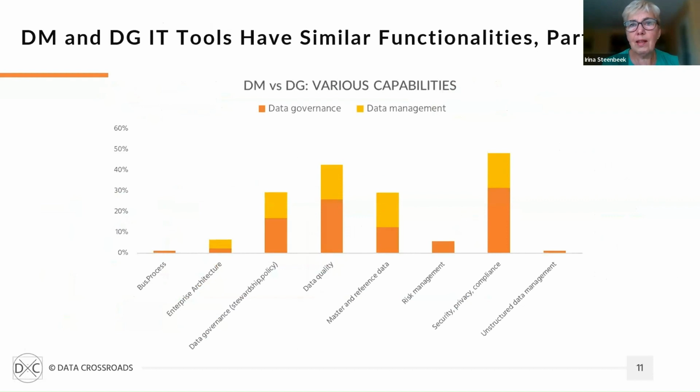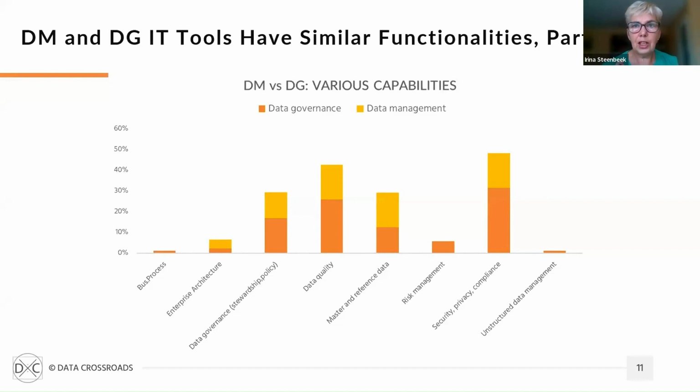Now I want to illustrate the third challenge. Data management and data governance tools have similar functionalities. This year, I analyzed 168 different data management, data governance, metadata management, and data lineage tools. You can find the series of articles on my site, datacrossroads.nl.